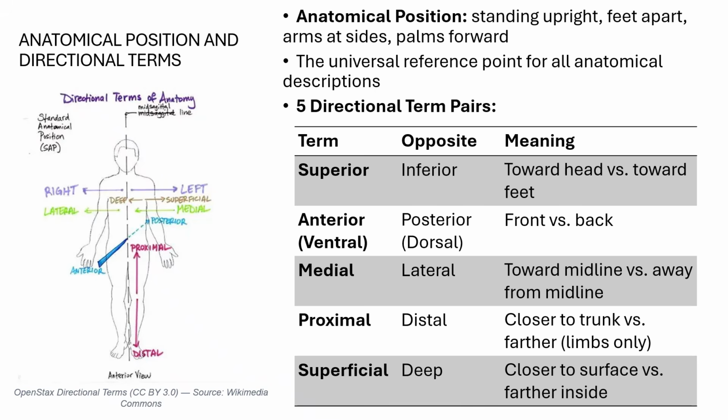Medial means towards the midline, lateral means away from it. Proximal means closer to the trunk, distal means farther away, used for limbs only. Memory trick: proximal comes from proximity, meaning closeness. Superficial means closer to the body surface. Deep means farther inside.